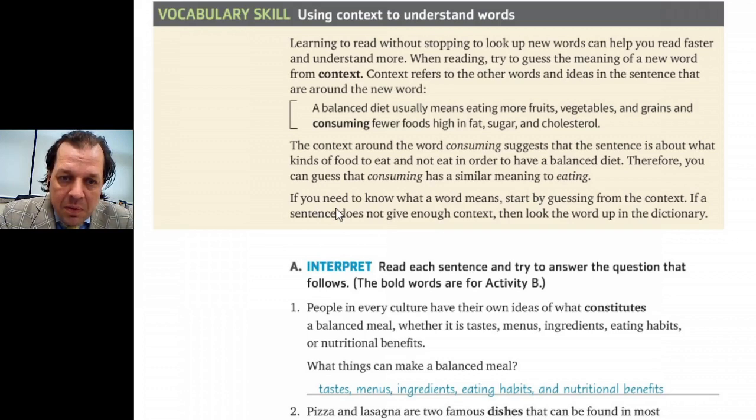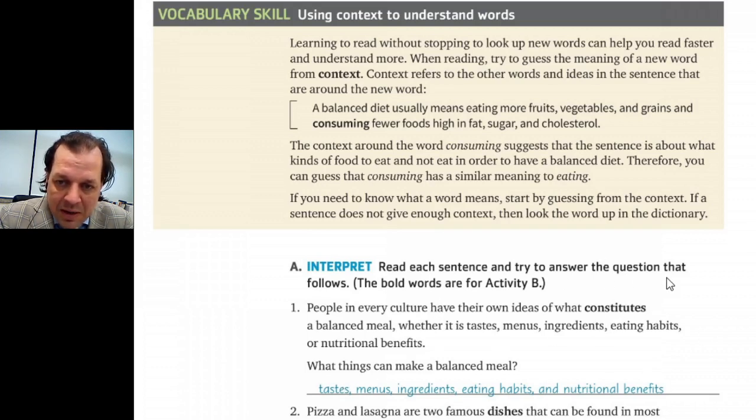So if you need to know what a word means, start by guessing it from context. This is a good reading skill, really, for a second language or third. If a sentence does not give enough context, then you can look it up in a dictionary, okay? But you'll find that the more you practice this reading skill, the less you'll be reaching for the dictionary, because you won't need to rely on it if you are starting to take contextual clues, okay? Words around it that make sense to give it a meaning of its own. So try to find what these words mean.